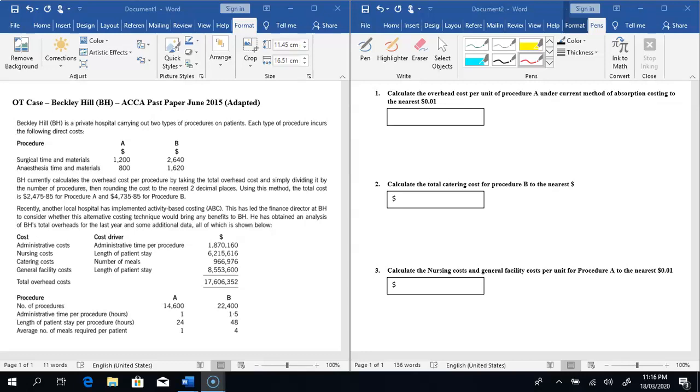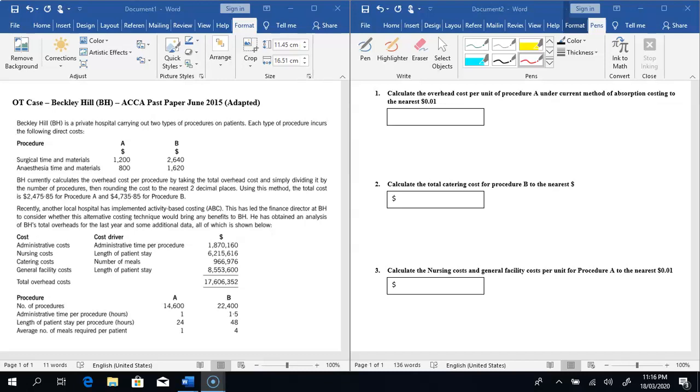This is an OT case, Hill, which is adapted from ACCA paper June 2015. On the left part of the screen, you can see the question, whereas on the right part of the screen, there are 5 objective type questions being asked. So we will read the case, we will understand the questions, we do some calculations, and we fill these boxes.